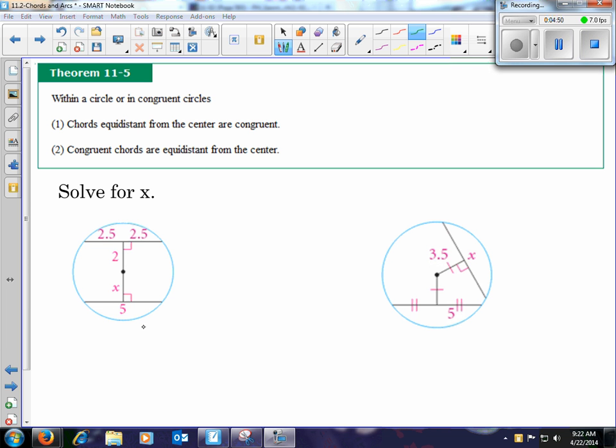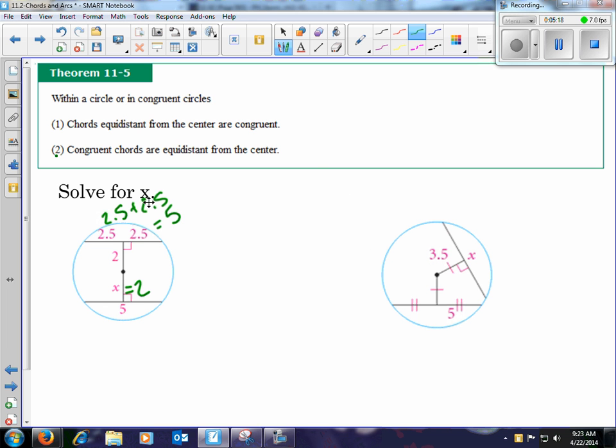So if I look at this first example, I know that this side is 5, and if I take 2 plus 2.5 plus 2.5, I figure out that this side is also 5. So using number 2 of my theorem, it says that if these two chords are congruent, then the distance from my center is also congruent. So if this is 2, then x has to also equal 2.